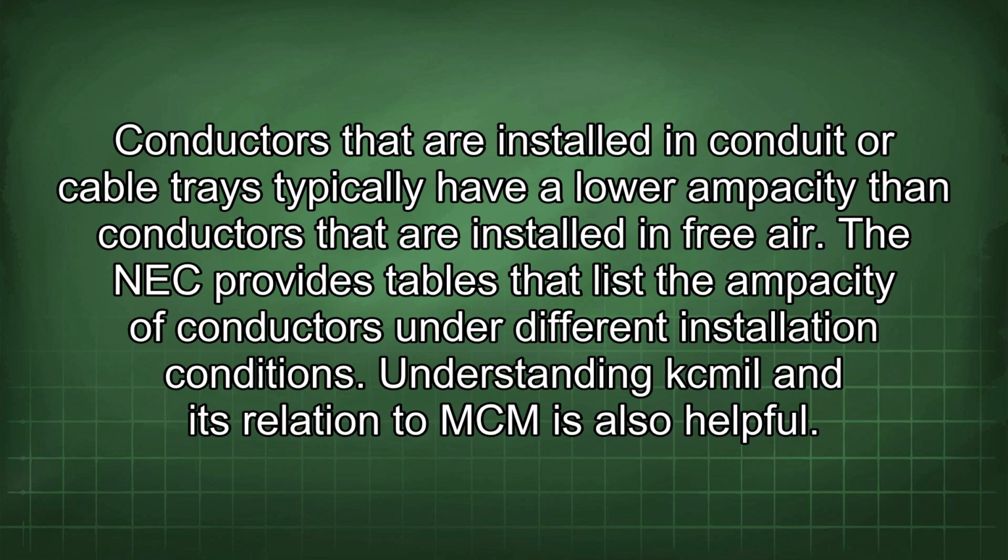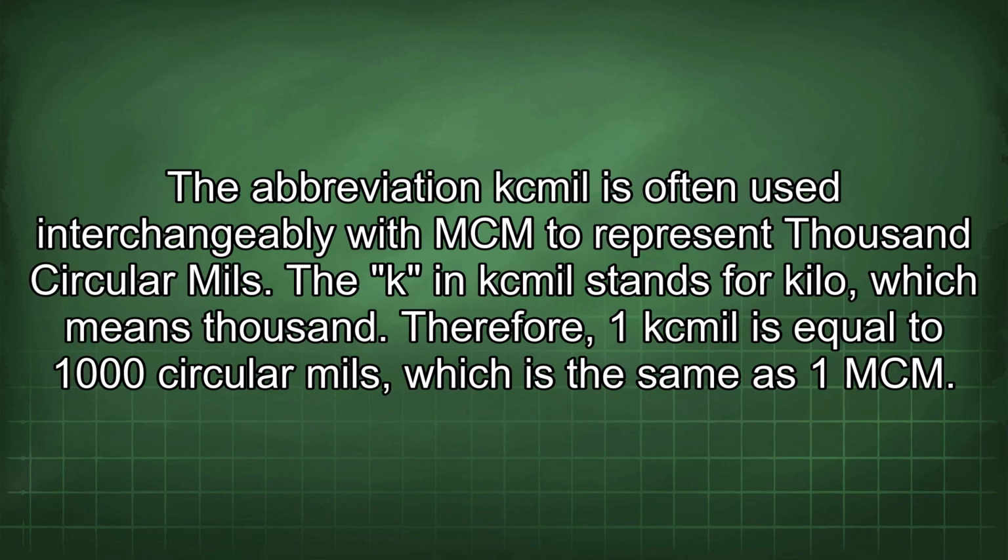Understanding kcmil and its relation to MCM is also helpful. The abbreviation kcmil is often used interchangeably with MCM to represent thousands circular mils. The K in kcmil stands for kilo, which means 1,000. Therefore, 1 kcmil is equal to 1,000 circular mils, which is the same as 1 MCM.